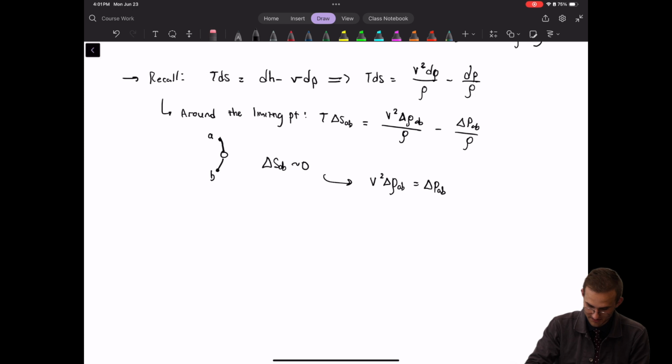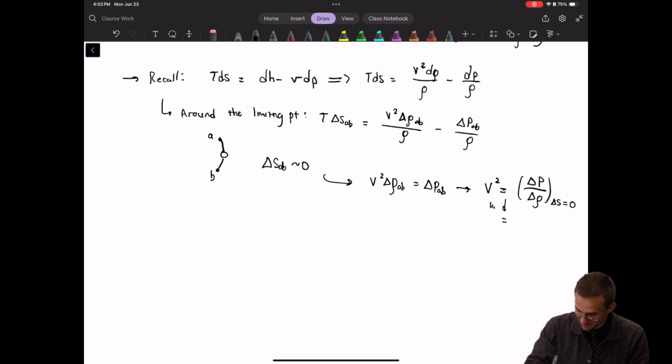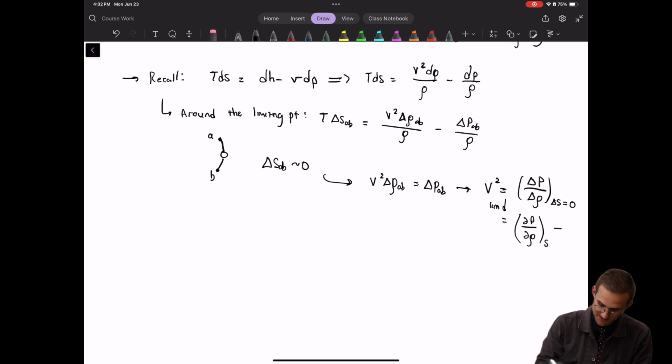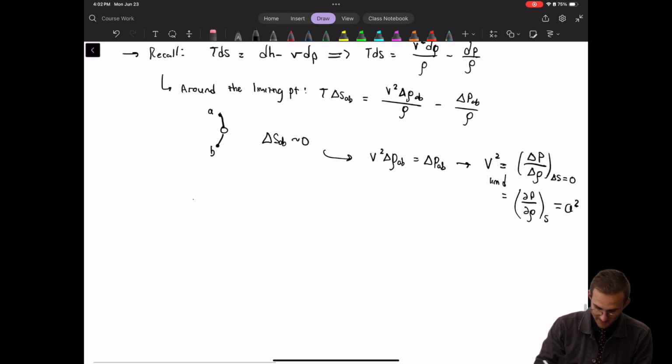And what does this look like? Well, this is like V squared is equal to the change in pressure divided by the change in density when the change in entropy is really, really small, right? Well, let's take the limit of that. And what you see is that in the limit, that's just dP d rho at constant entropy, and that's A squared. Okay, so this analysis just showed us that V is the sonic velocity at the limiting point.